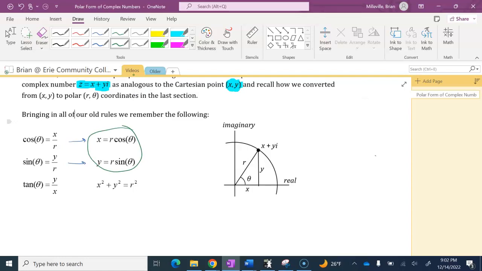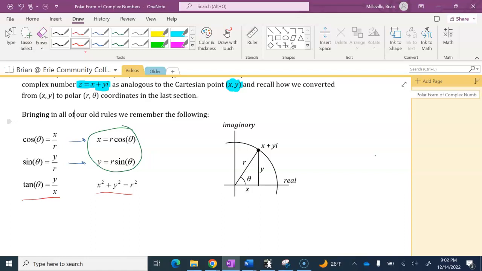The other ones come from the Pythagorean theorem. Reading off this triangle, a squared plus b squared would equal c squared. X and y are playing the role of a and b, and the hypotenuse is r, so we get x squared plus y squared equals r squared. Then the opposite over the adjacent would be y over x, so tangent of theta is equal to y over x. That pair underlined in red goes together as well.